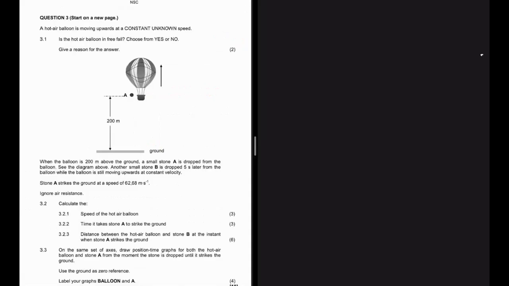A hot air balloon is moving upwards at a constant unknown speed. So as soon as I hear constant speed, I know that A equals 0 meters per second squared. And then 3.1 says, is the hot air balloon in free fall? Choose from yes or no.